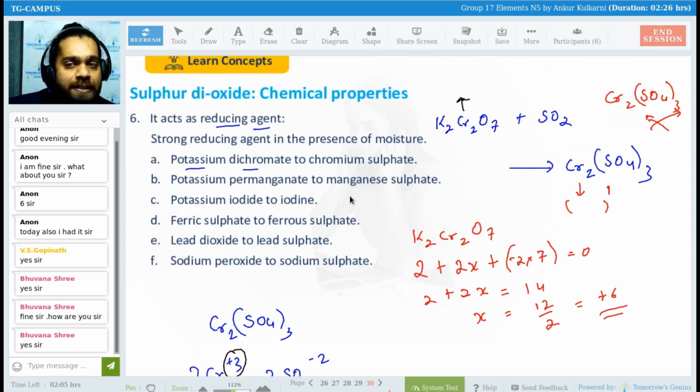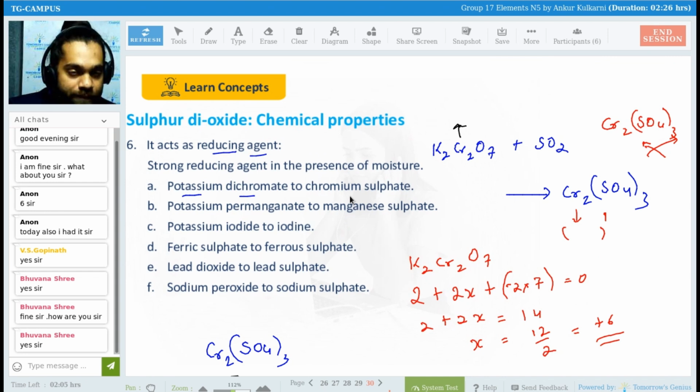So plus 6 to plus 3. Is it oxidation or reduction? Plus 6 to plus 3. Yes, Ragul, Bhuvanashri. Tell me, is it oxidation or reduction? Plus 6 to plus 3.